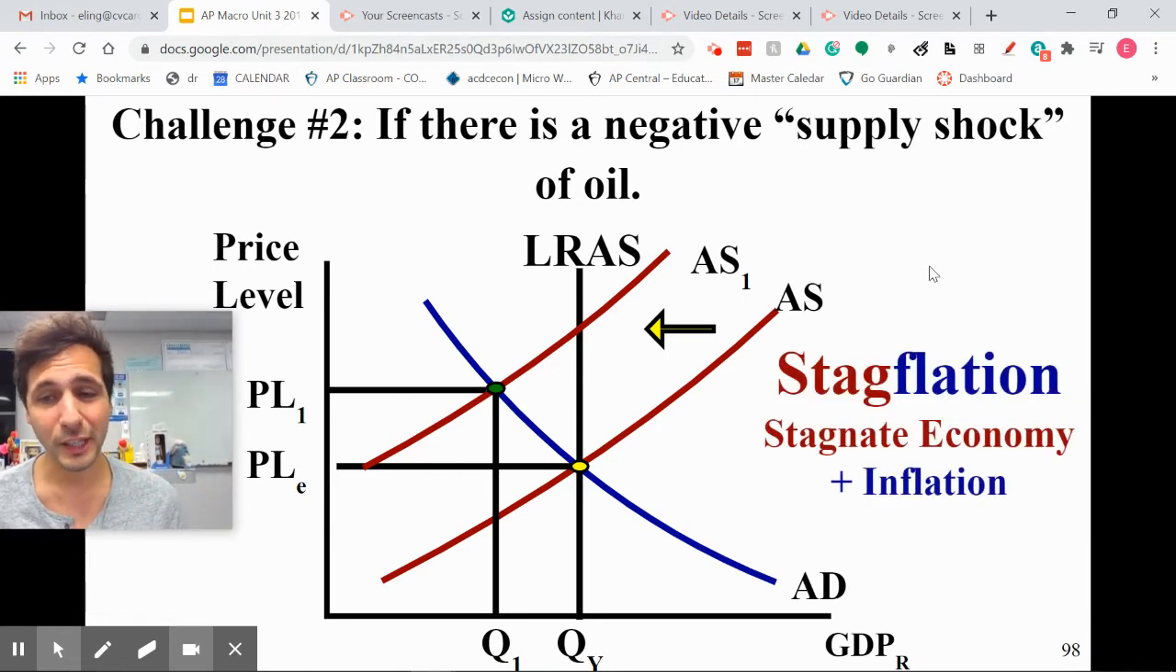What do we have? We have stagflation. We have a recession where GDP is low. That's our stagnant part of this. And we have inflation where price level is rising. That's the inflation part of this.